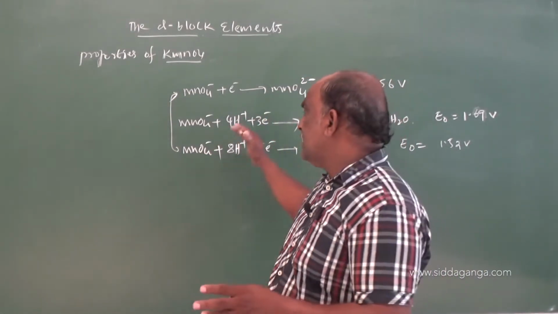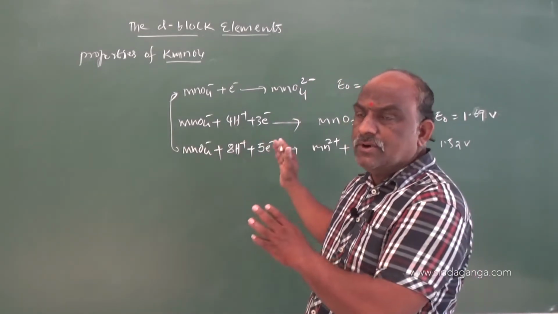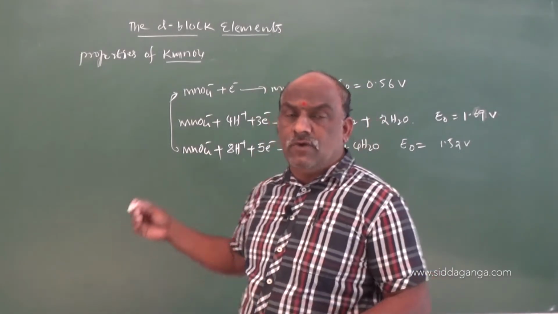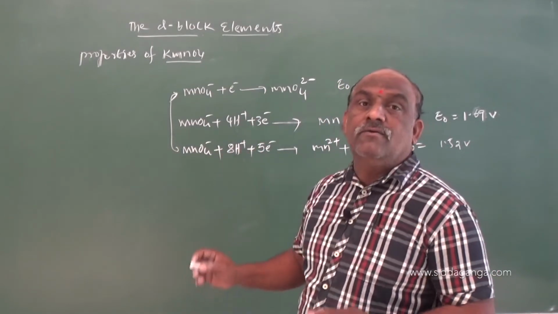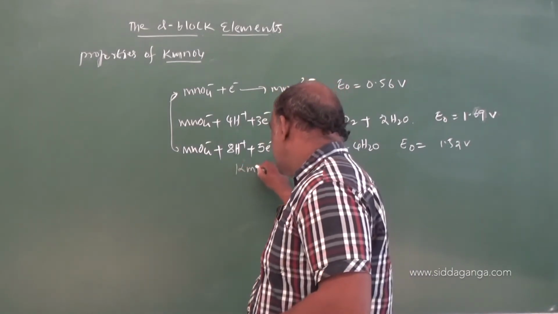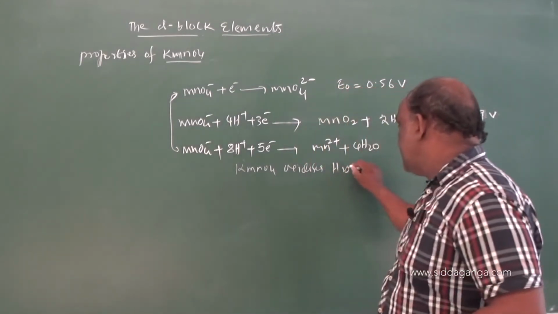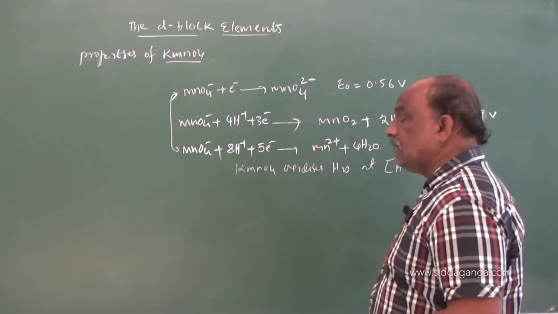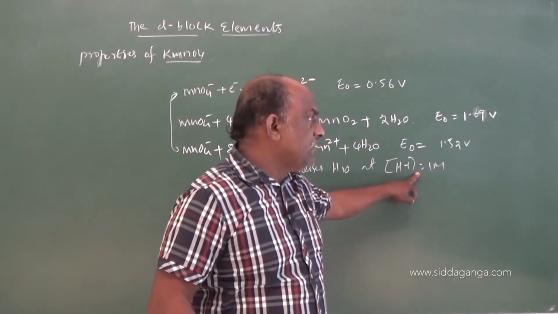we have to give one confirmation regarding potassium permanganate: it oxidizes water at 1 molar H plus concentration. KMnO4 oxidizes water when the concentration of H plus is equal to how much? 1 molar concentration of hydrogen ion.